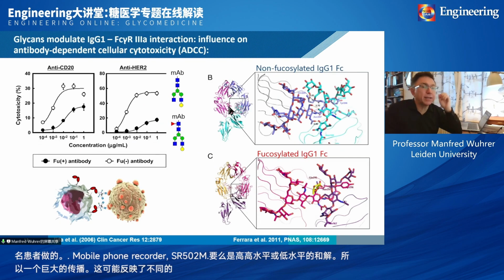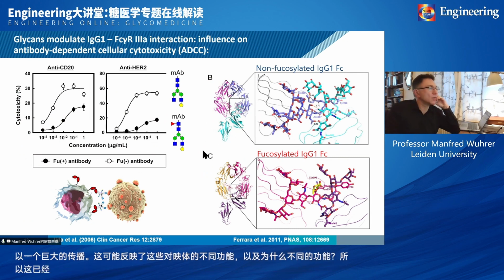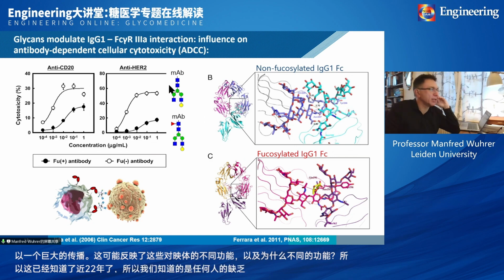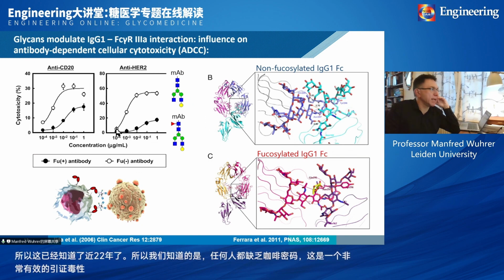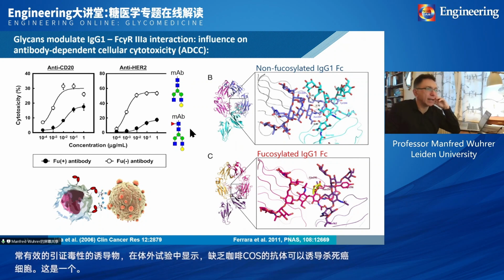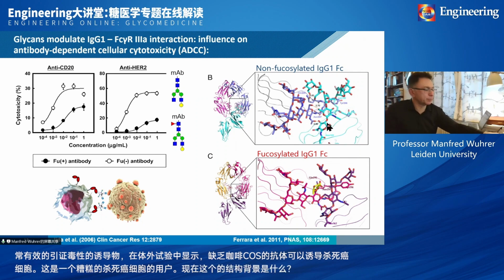And why different functionalities? This has been known for close to two decades already. What we know is that antibodies lacking the core fucose are very potent inducers of cytotoxicity. That's shown here. In an in vitro assay, the antibody lacking the core fucose induces killing of cancer cells, while with a core fucose, it's a lousy inducer of cancer cell killing. And what is now the structural background for this? This has also been published quite some years ago already.